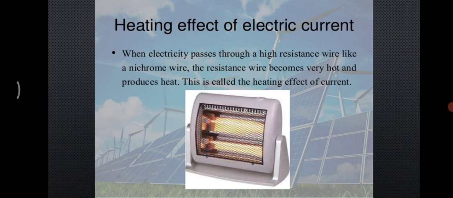Let us proceed to the next bit, that is the heating effect of electric current. When electricity passes through a high resistance wire like nichrome, the resistance wire becomes very hot and produces heat. This is called the heating effect of electric current.